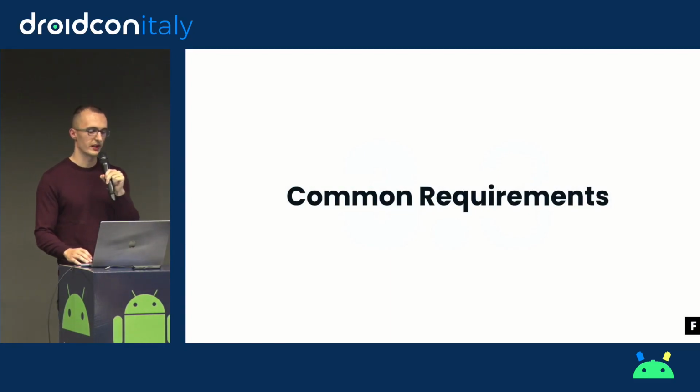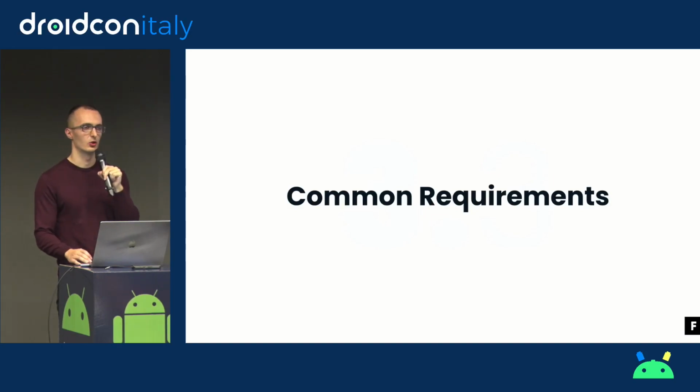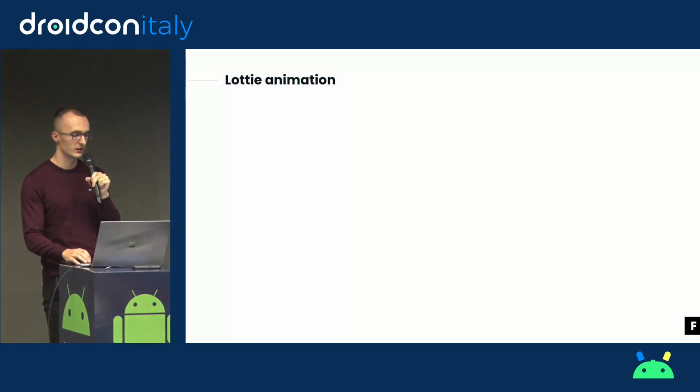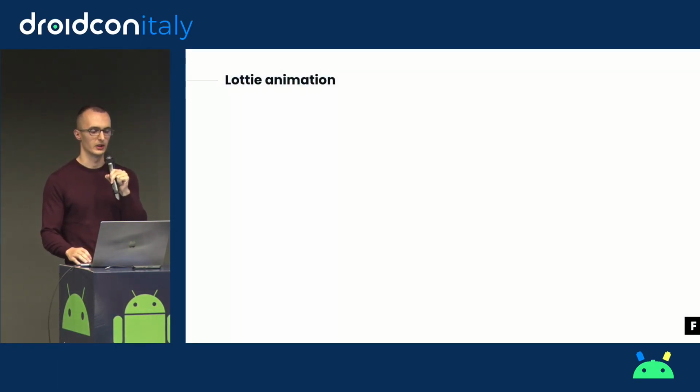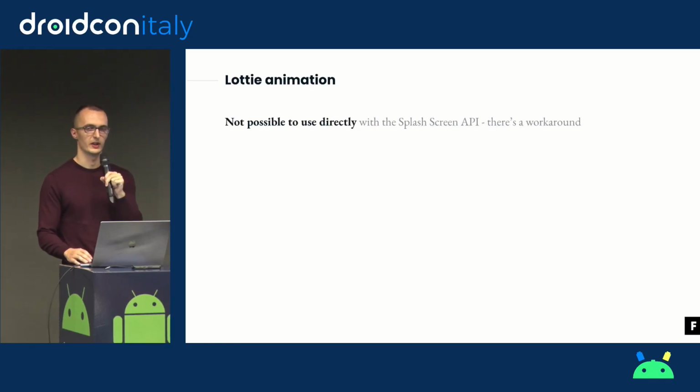And that's it that the SplashScreen API provides regarding the animations. However, there are some other common requirements that you may get when implementing a splash screen. The one requirement that you may get is to add a Lottie animation to the splash screen. So it's not possible to use Lottie animation directly with the SplashScreen API. However, there is a workaround.